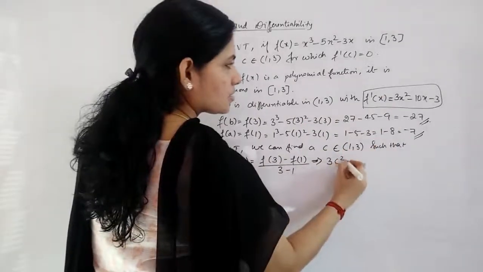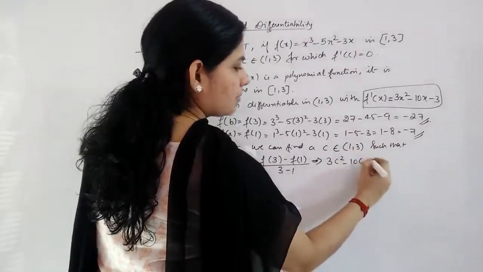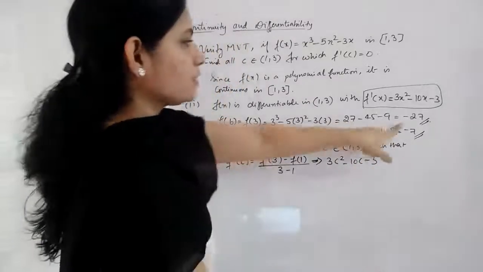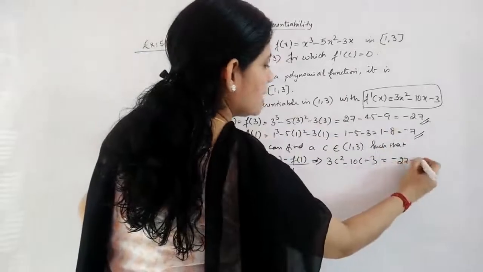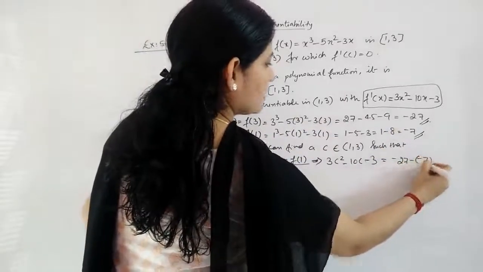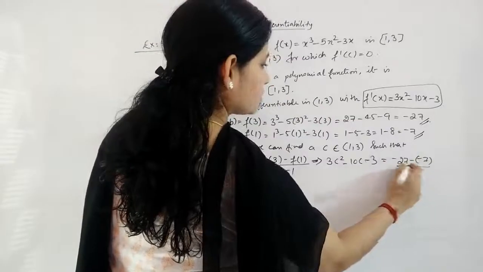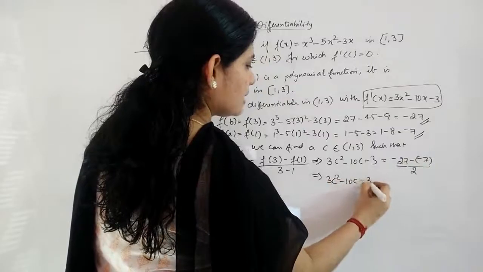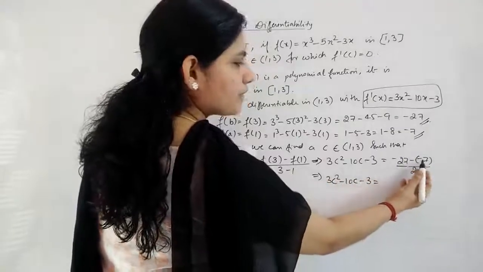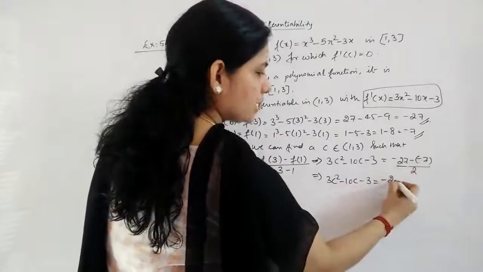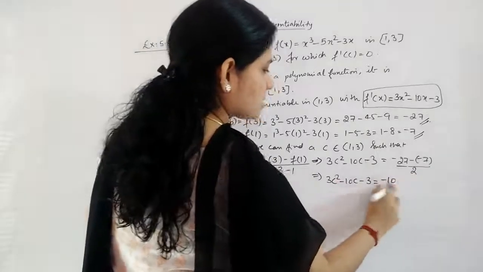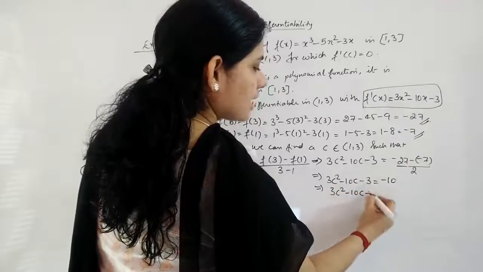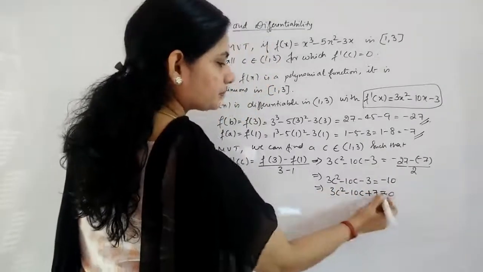So you will get 3c square minus 10 into c minus 3 is equal to, what is f of 3? f of 3 you got to be minus 27, minus of minus 7, divided by 2. So you are getting 3c square minus 10c minus 3 is equal to minus 27 plus 7, which gives minus 20 by 2, that is minus 10. Yes, minus 10. That is 3c square minus 10c plus 7 equal to 0, right?